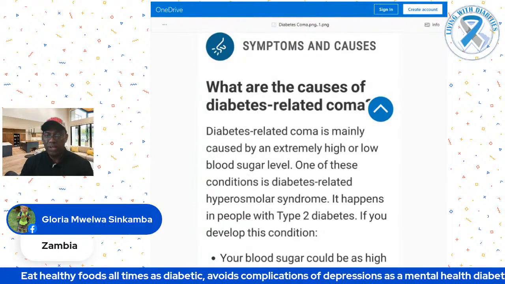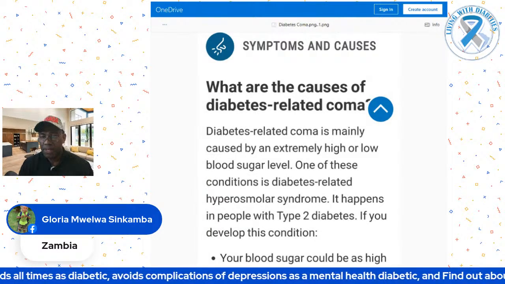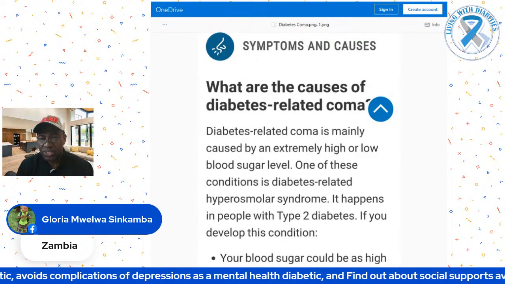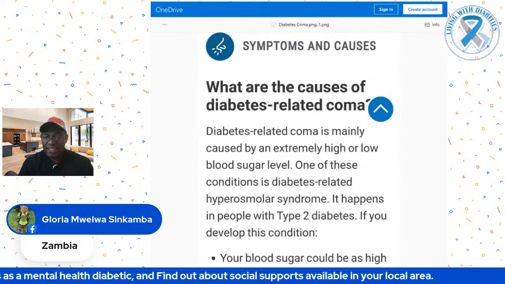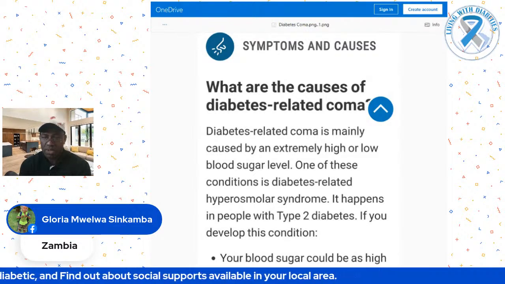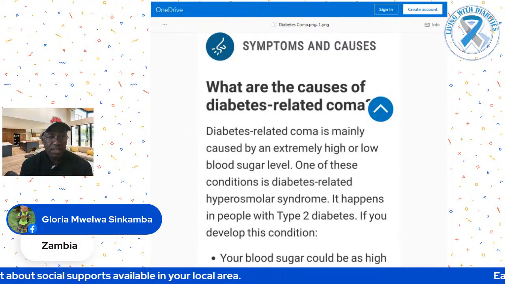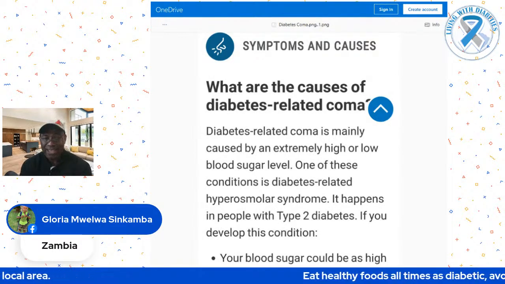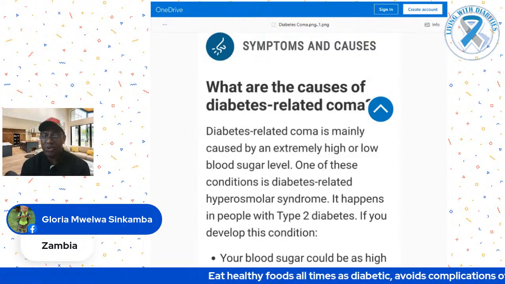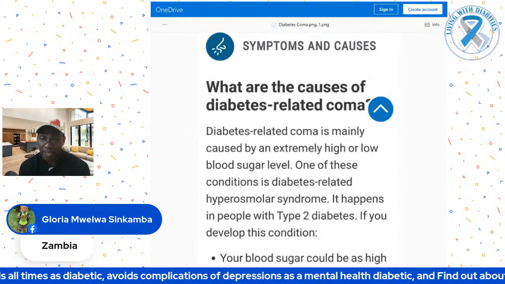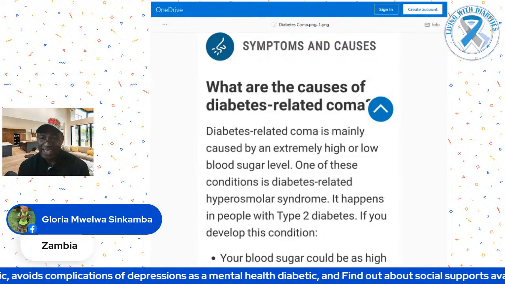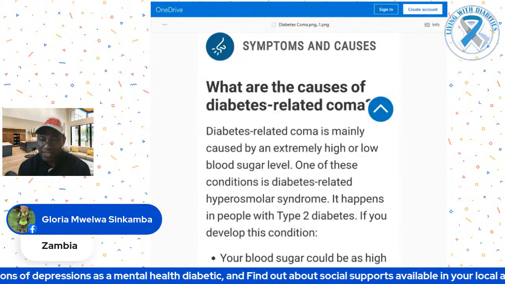So now we are going to discuss the symptoms and causes of diabetic related coma. Diabetic related coma is mainly caused by an extremely high or low blood sugar level. And one of these conditions is diabetic related hyperosmolar syndrome. It happens in people with type 2 diabetes.